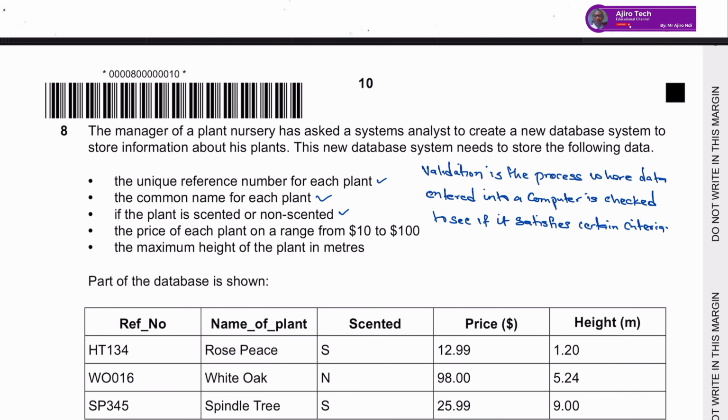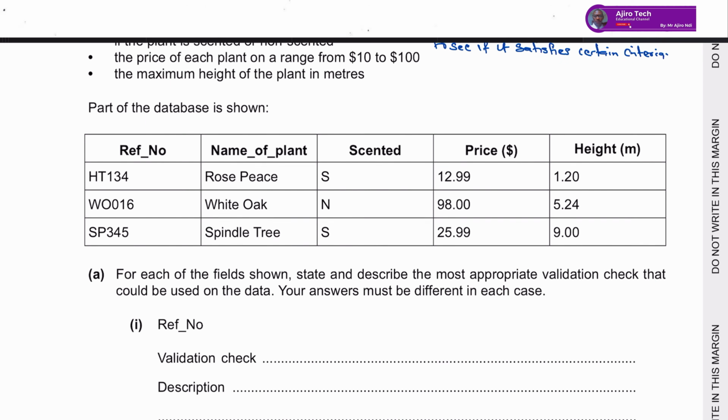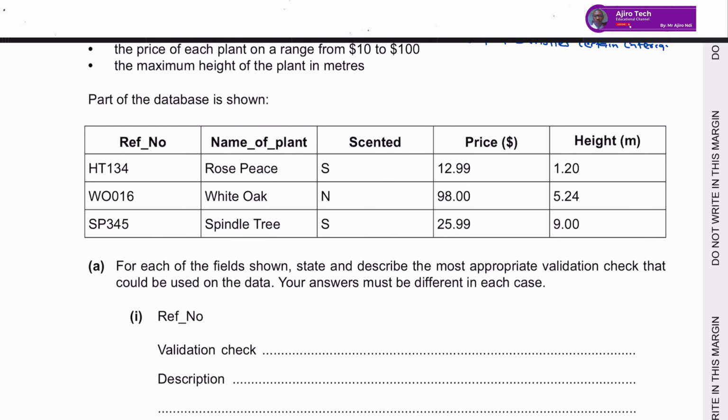Okay, so verification is the process of ensuring what is being transferred is correct. Validation is the process where data entered into a computer is checked to see if it satisfies certain criteria. So let's look at this. For each of the fields, state and describe the most appropriate validation.